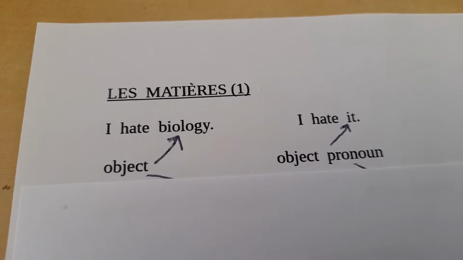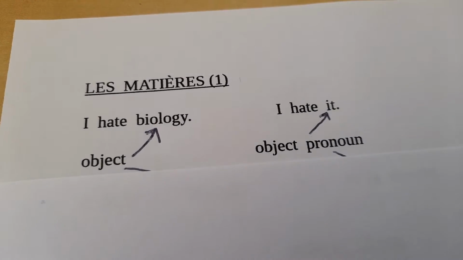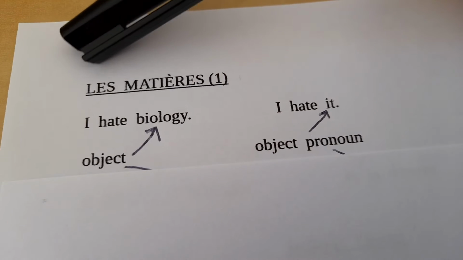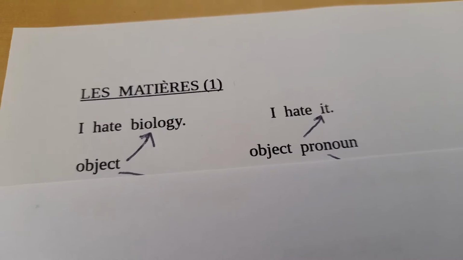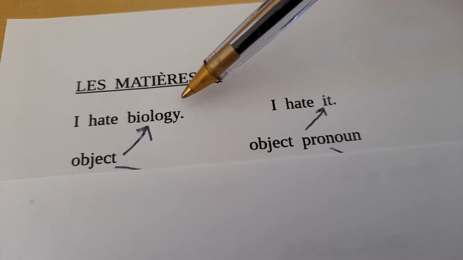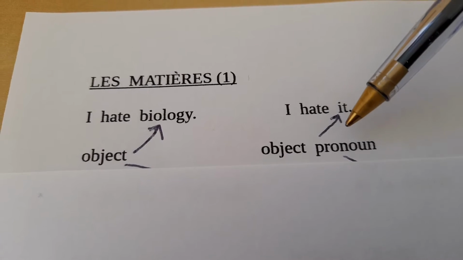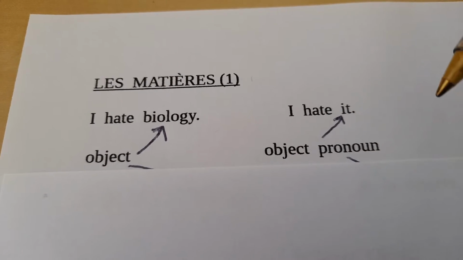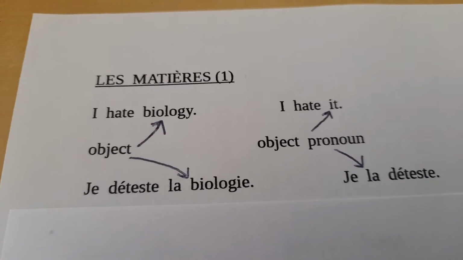So what's an object? Well, if we take the sentence there, I hate biology. So I is the subject, hate is the verb, and then biology, whatever or whoever is on the receiving end of our hatred, is the object. So if you replace it with a pronoun, then we're saying I hate it. It then is the object pronoun. Not too difficult.